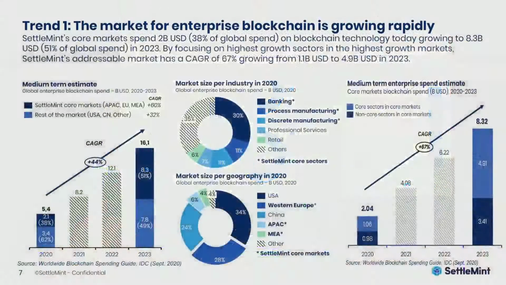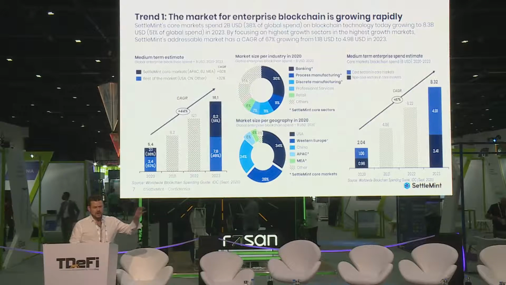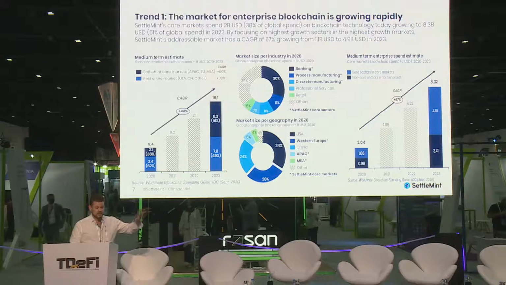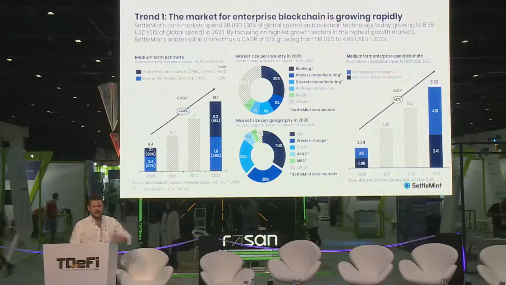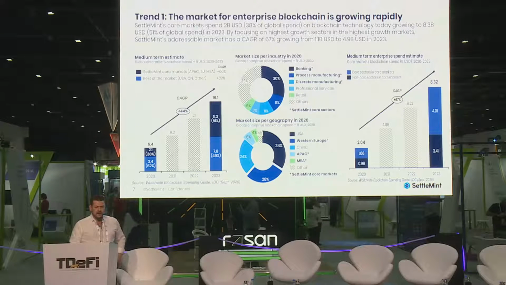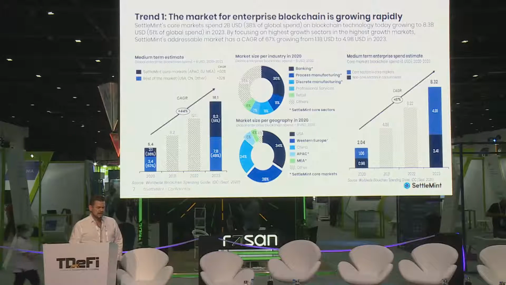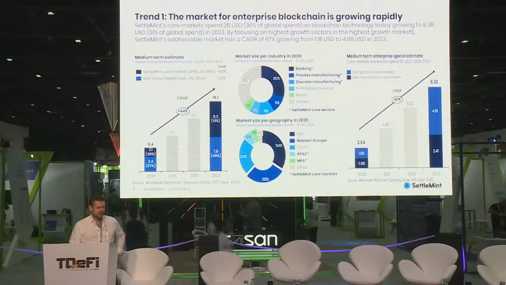So looking at the market and how it's evolving, and here I'm talking about enterprise blockchain. This is a study from IDC. The market for enterprise spend in blockchain technologies will have a 44% CAGR over the next 3-4 years. SettleMint is really focused on the industries and enterprise that are really adopting the technology, being banking and manufacturing for supply chain use cases. And we're also focusing on the markets where they have the highest growth rates. So the combination of focusing on the highest growth rate use cases and sectors, but also the highest growth rate in terms of geography, the CAGR for our target markets is around 67% rather than the 44% globally that the market is growing at.